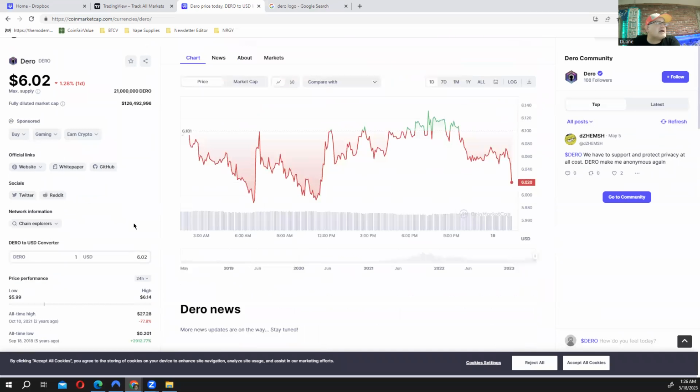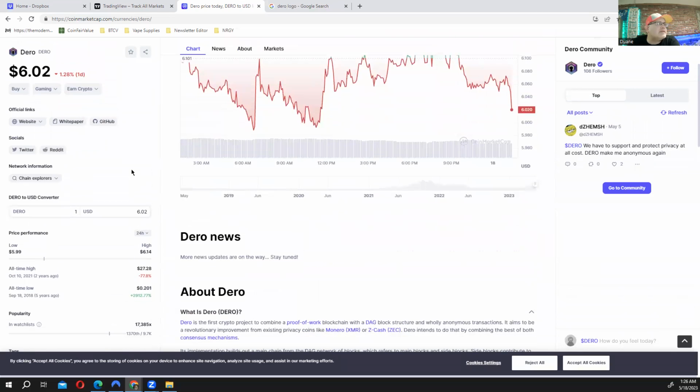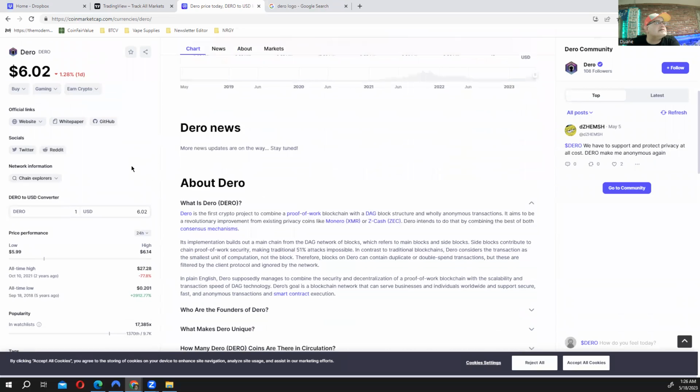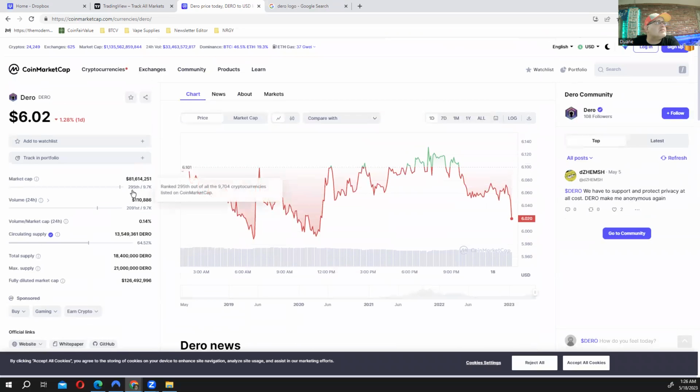If we look, the first thing I want to look at on the technicals is the number of coins, the volume, all those good things. So if we look right here, we can see that the max supply is 21 million. It's actually the same max supply as Bitcoin, so it's got a fairly low supply. The total supply in circulation right now is 18.4 million, and the current market cap is $81 million.